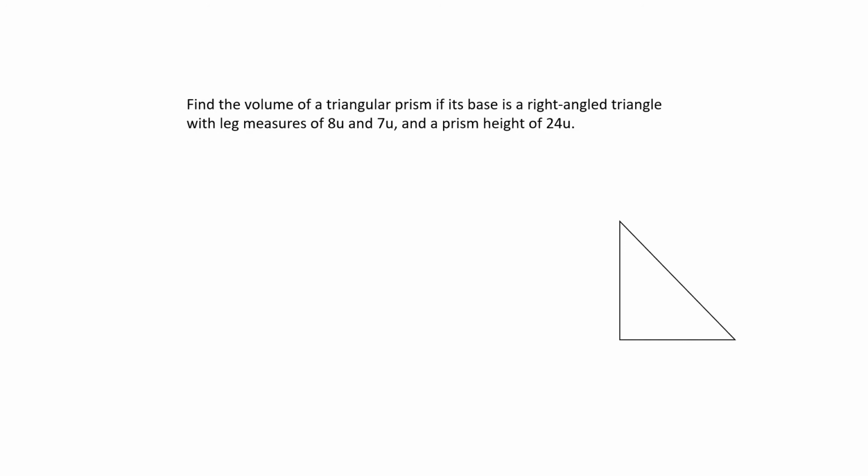Not that bad though. Find the volume of a triangular prism if its base is a right-angled triangle with leg measures of 8 units and 7 units and a prism height of 24 units. So I added this. It's kind of like what I did in the explanation preliminary slide. Because this is a right-angled triangle, this leg can serve as the height. With a non-right-angled triangle, the height is something like this, right?